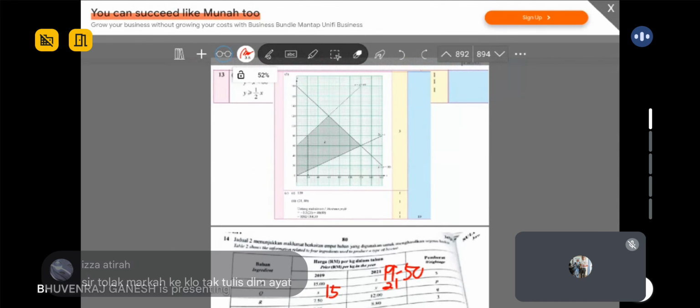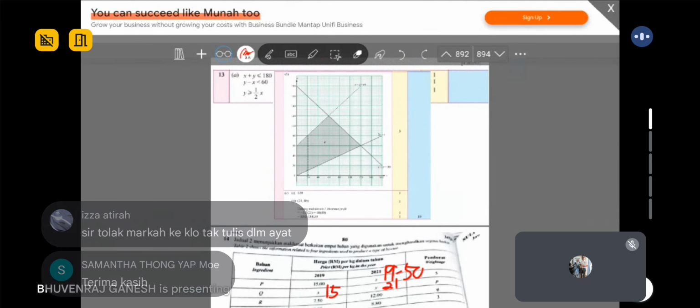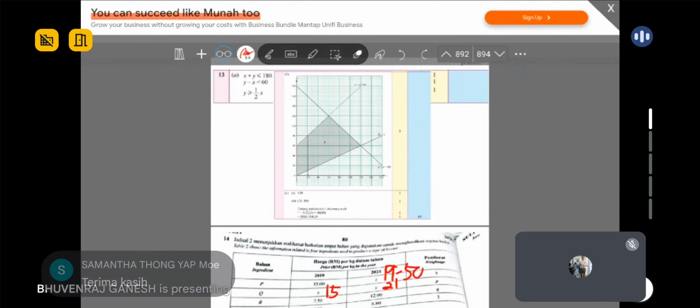Okay? So nak ambil gambar? Do you all want to take picture? Janji kan? You all janji want to take picture.